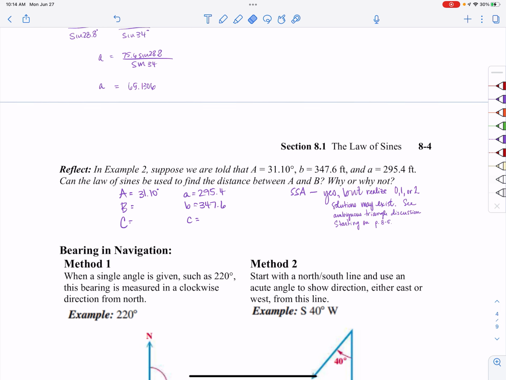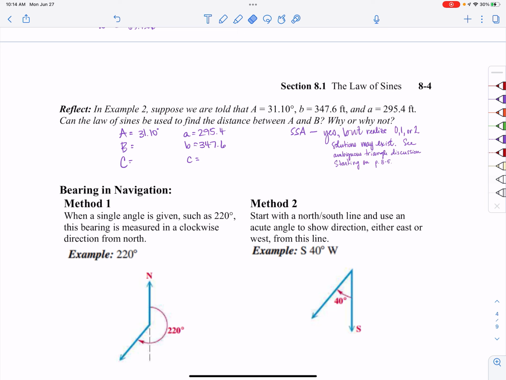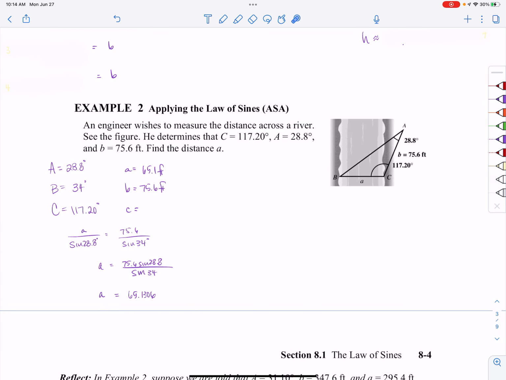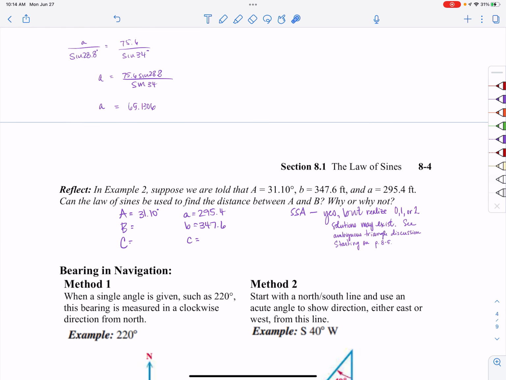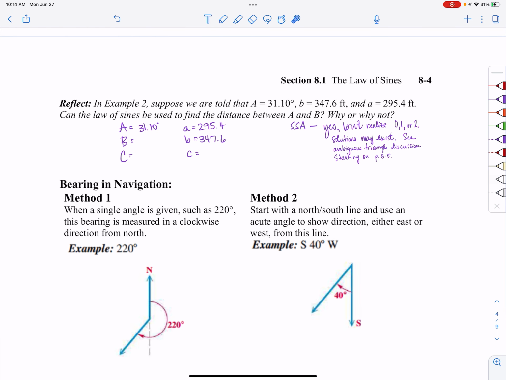There is a reflection question that follows up with this, and so I'd like to take a look at it really quickly. It says, suppose that in example 2, same picture with different numbers, we're told what angle A is, what side A and side B are. So this is a whole different situation. Notice that this is going to be a side-side angle, whereas this one up here was an angle side angle.